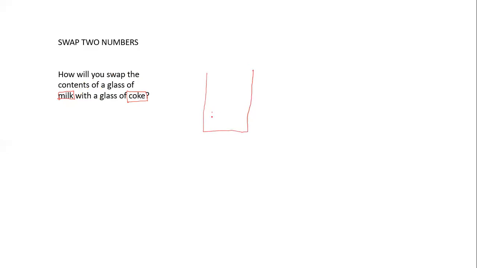So let's assume this is my glass that contains milk, and this is my glass that contains the Coke. How do you go about swapping the contents without mixing the milk and the Coke? Well, the only way to do this would be to get a third temporary. We just need a temporary container.